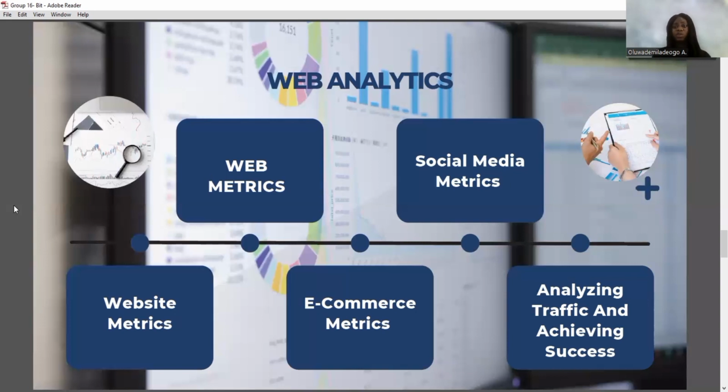Website metrics talks about the website organization, how long a customer stays on the website, how they navigate the website, and then we talk about e-commerce metrics. E-commerce metrics talks about basically advertising. And I think this is very essential for an organization, because is it possible for a business to thrive without advertisement?